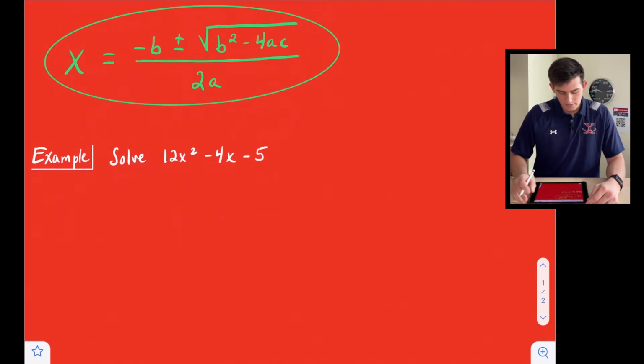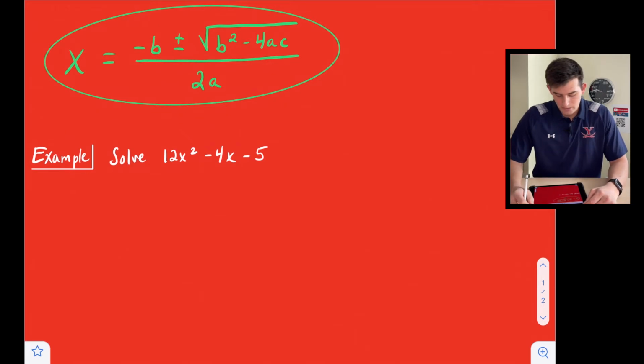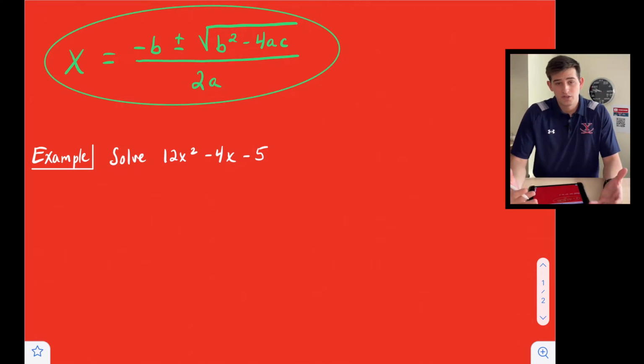So we have our formula right here, and we just want to solve 12x squared minus 4x minus 5. So remember, there are multiple methods to solving a quadratic equation, but using the quadratic formula is one that you can use every single time. It just takes a little bit of time. So let's take a look.